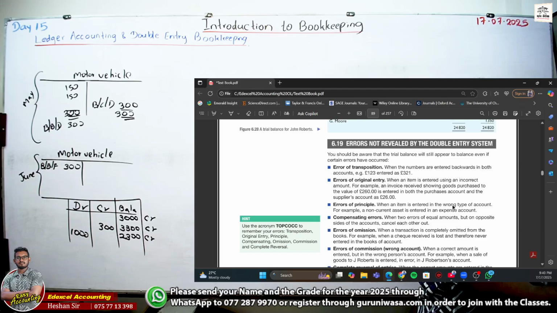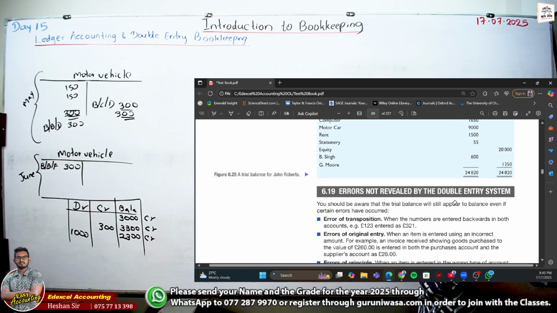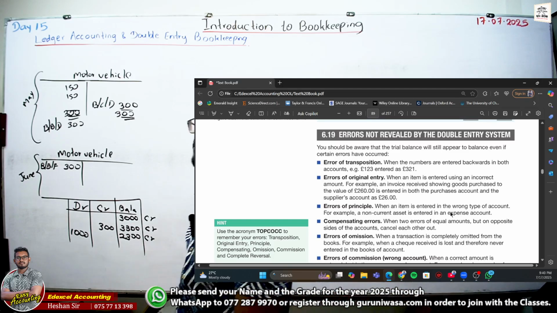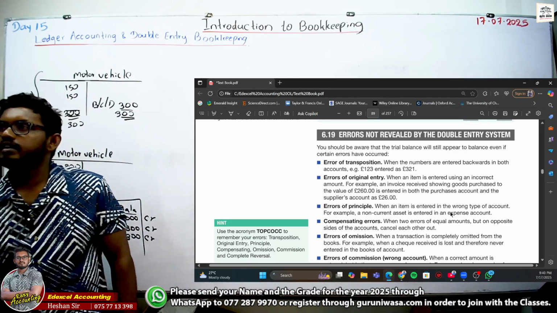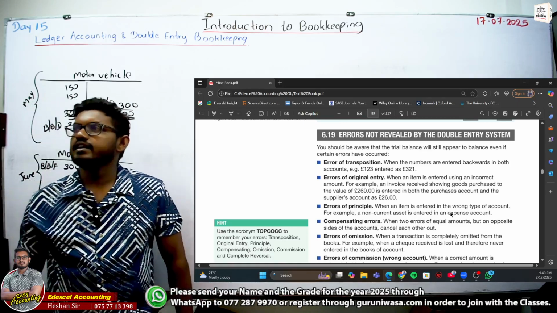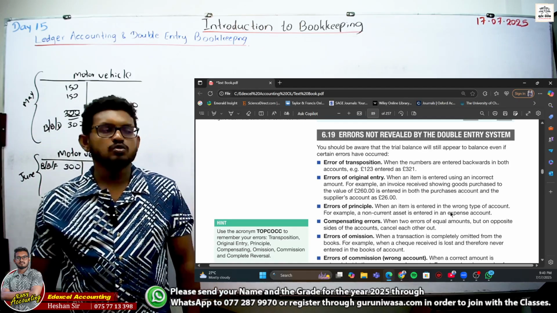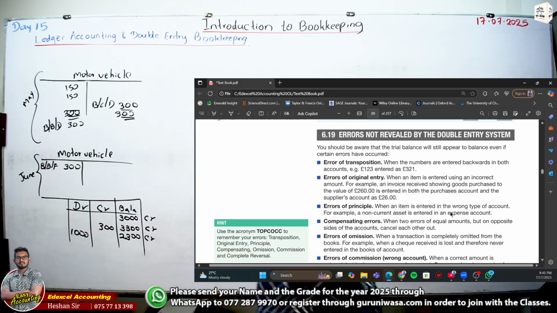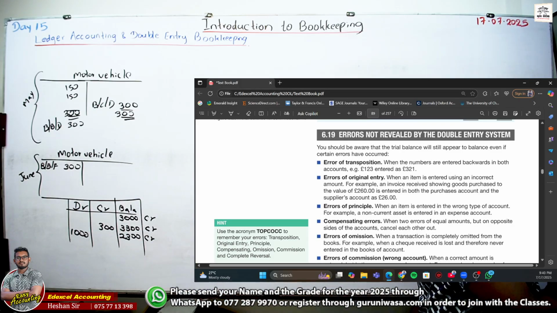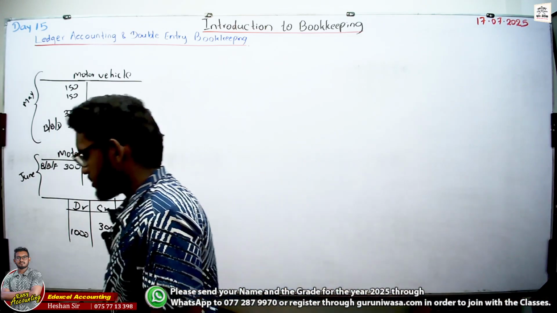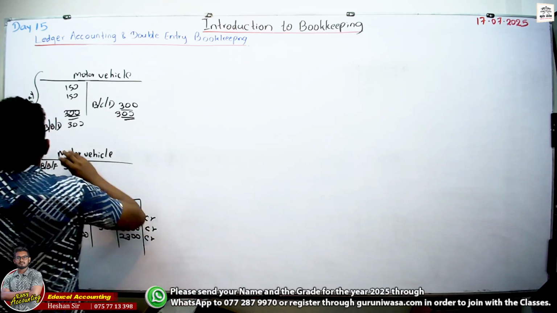Errors not revealed by the double entry system. You should be aware that the trial balance will still appear to balance even if certain errors have occurred. Errors of transposition, when the numbers are entered backwards in both accounts. Like for an example, think now what is the way we prepare. I'll take a few transactions and I'll explain it to you.